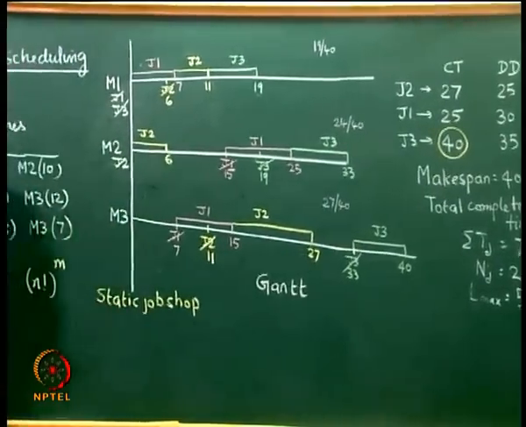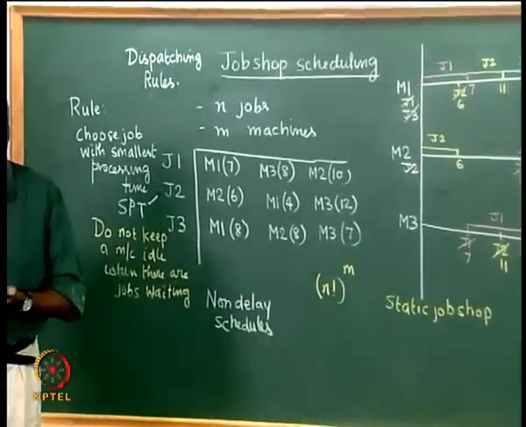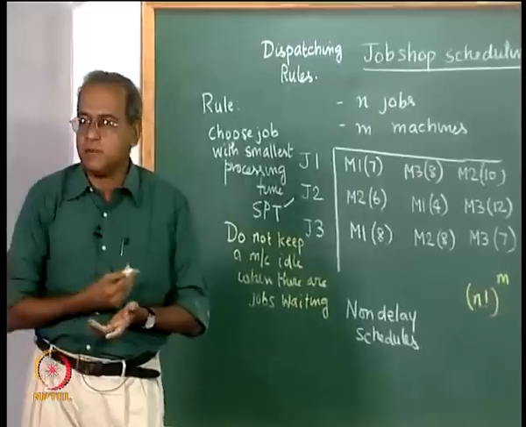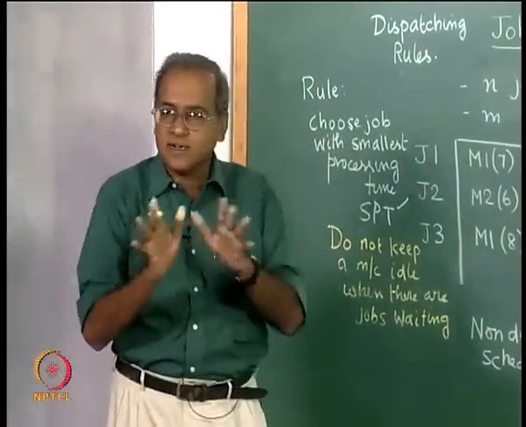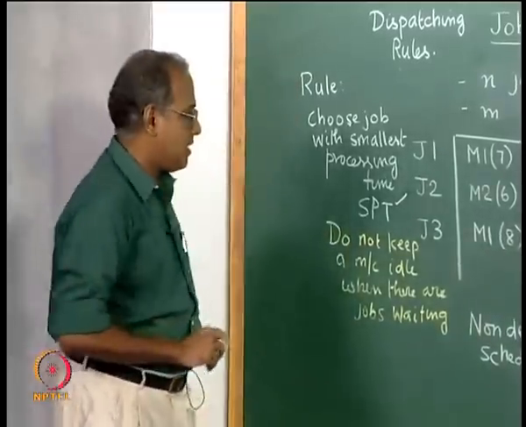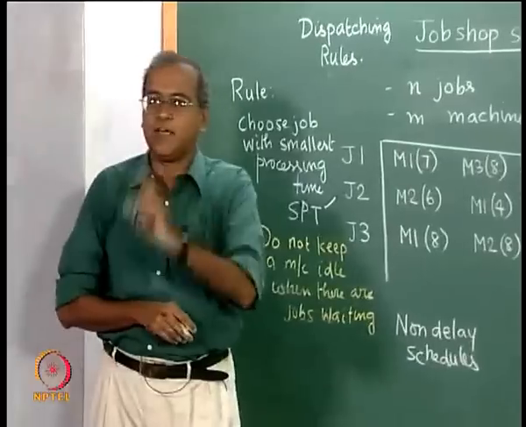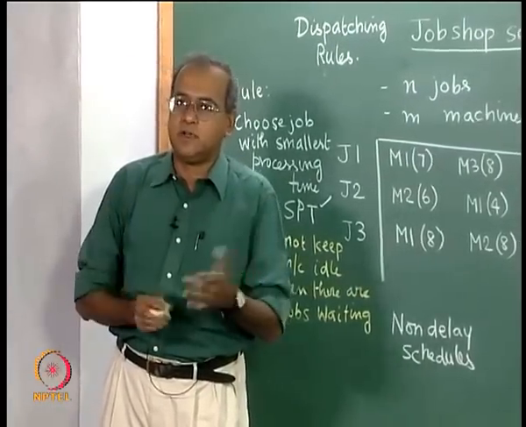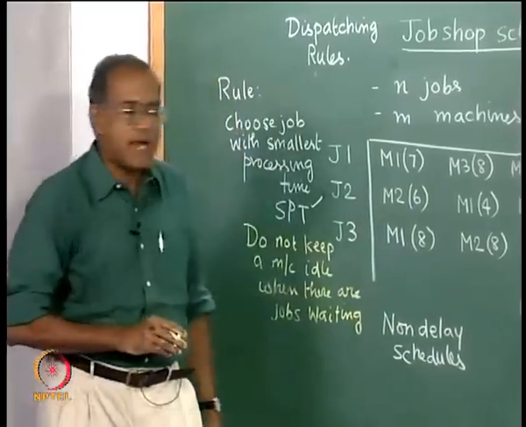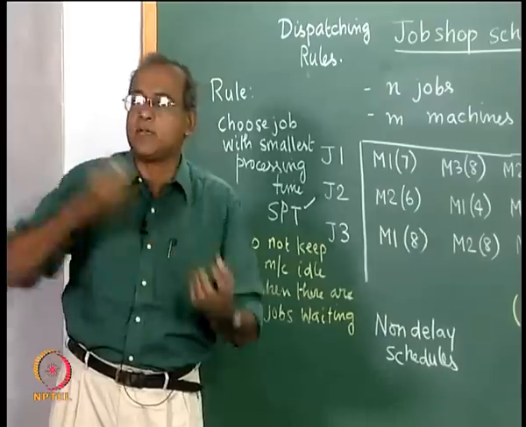In real time, job shops are not static in nature. Jobs keep coming, jobs keep arriving. So, when jobs keep arriving, we can make certain variants to it. We also made an assumption here that all the jobs are available at time equal to 0, which is not a valid assumption in practice. So, in practice, jobs keep coming dynamically.